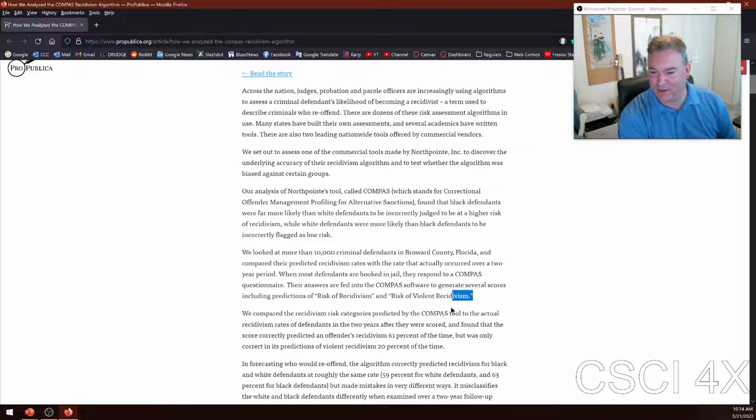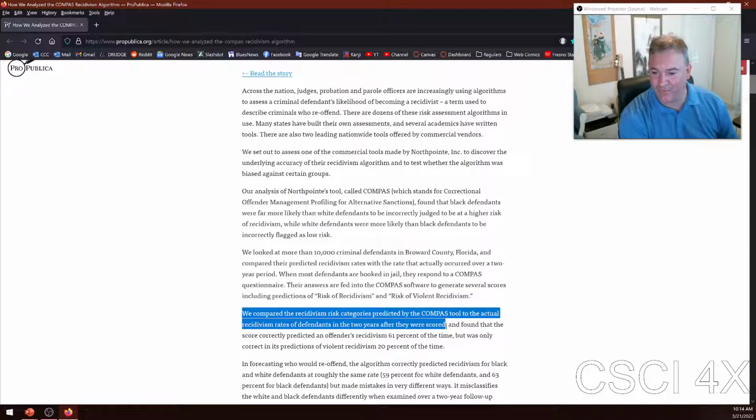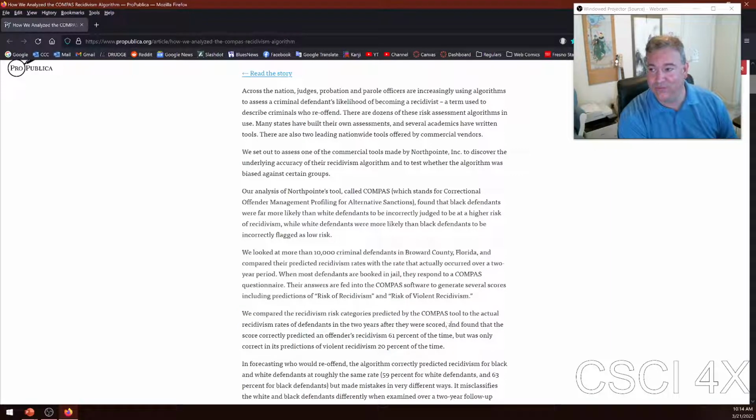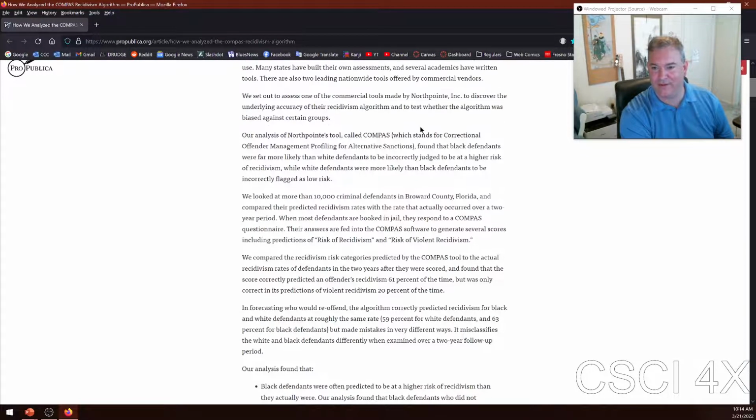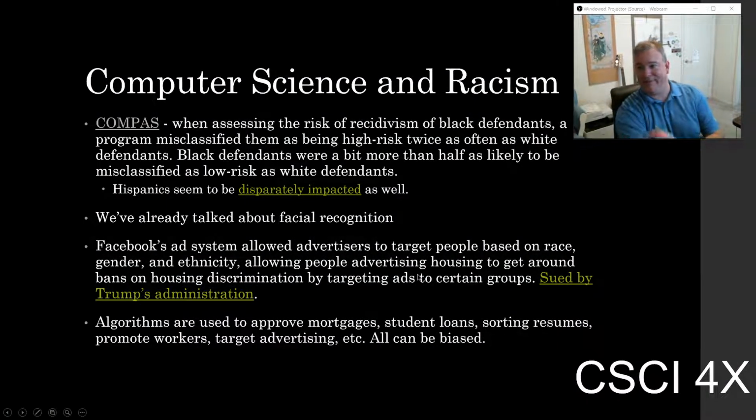We compare the recidivism risk categories predicted to the actual after 2 years from when they were scored, right? And they're scored when they're sentenced, not when they're released. So, you know, they said it was highly inaccurate, and I don't know. I'm hoping that's just a mistake on their part. But from what I can tell from reading their analysis, they just screwed up. Like, people in jail can't be recidivists, and so violent criminals were miscategorized 80% of the time. Yeah, because they're in jail. They can't. Okay. So, nope.